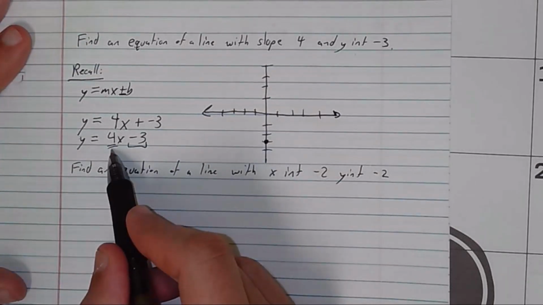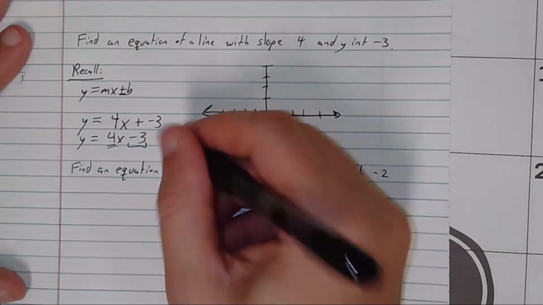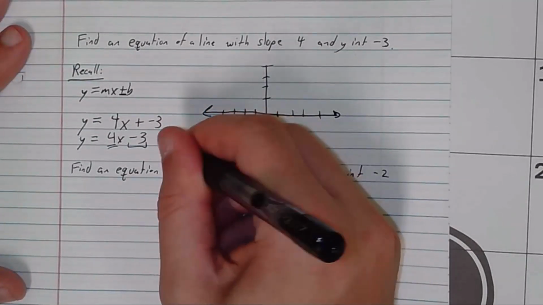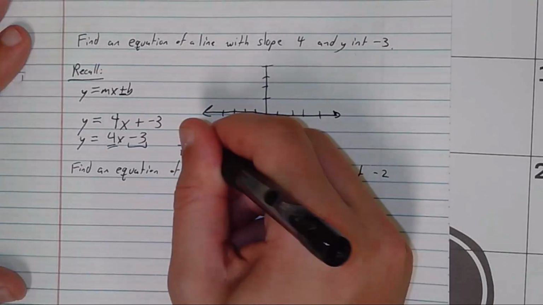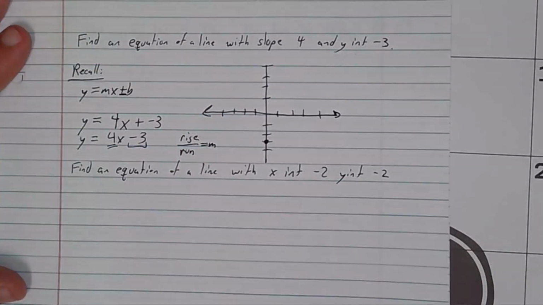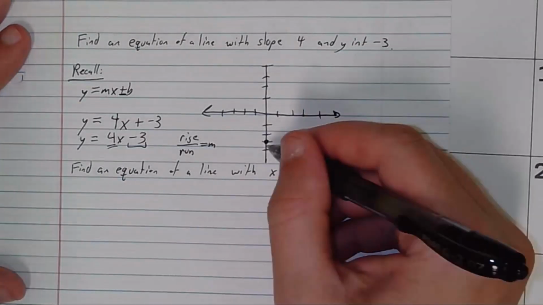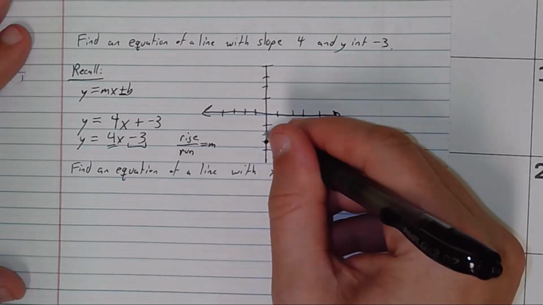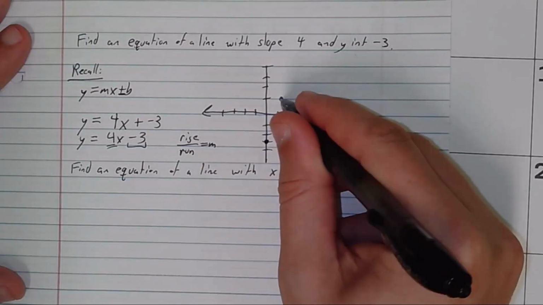And slope is in rise over run format. That's what the slope is. So if you think about that, 4 could be written as 4 over 1. So that tells us to go up 4, the rise, up 1, 2, 3, 4, and over 1, and plot our next point.